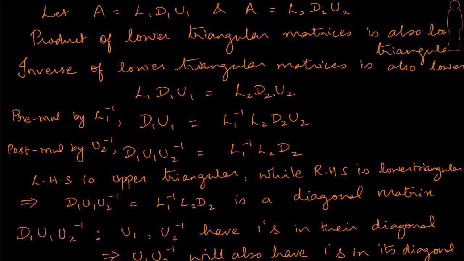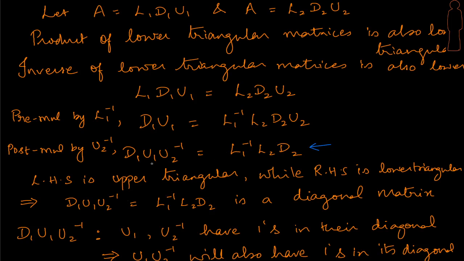Let's pre-multiply both sides with L1 inverse, and therefore L1 will vanish here, but it would appear here. So we'll have L1 inverse L2 D2 U2. Let's post multiply both sides by U2 inverse. Therefore this side I would have a U2 inverse, but this side it would disappear, right? This is a very key equation that we have with us. It says D1 U1 times U2 inverse is equal to L1 inverse L2 D2. Okay, very interesting property here.